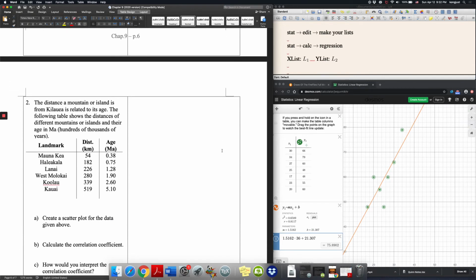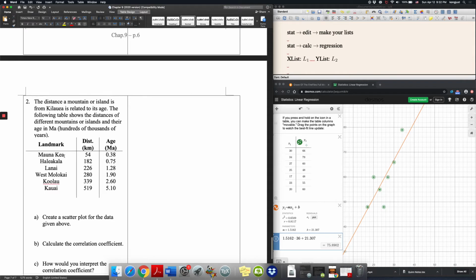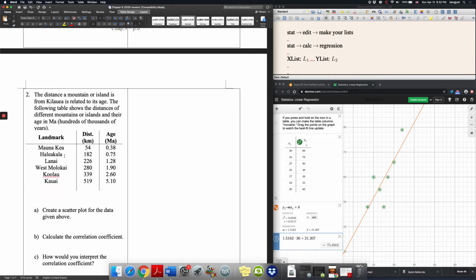Right, the distance a mountain or island is from Kilauea is related to its age. The following table shows the distances of different mountains or islands and their age in MA. MA stands for hundreds of thousands of years. I guess that's because of the hot spot which formed the Hawaiian Islands. As the tectonic plates shift, new islands are created. So if the oldest volcano is Kilauea, then as time progresses, things get farther and farther away in theory. Now maybe things might circle back because it's not exactly a linear direction, so that might not be perfectly true, but roughly speaking.